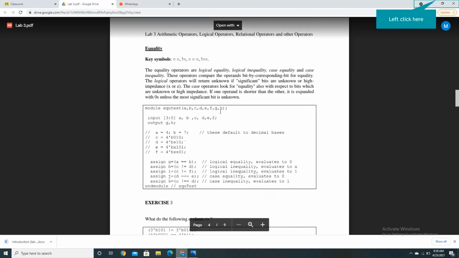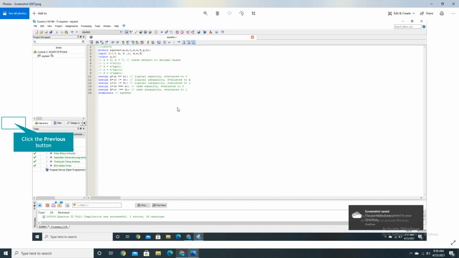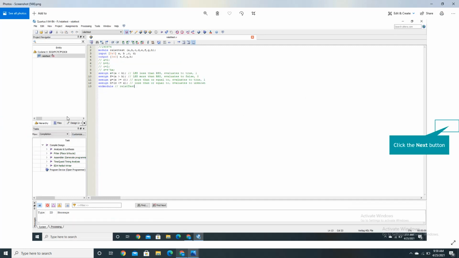This operation of equality is logical equality. This is not equality or case equality, and this is case inequality. This is logical equality, this is logical inequality, this is case equality, and this is case inequality. So we would be seeing them over here, the circuit I implemented, and I would be showing you.